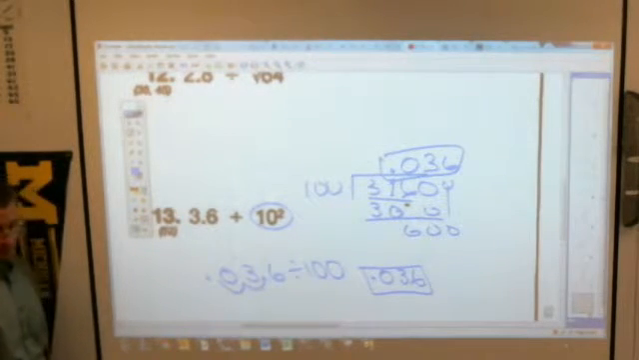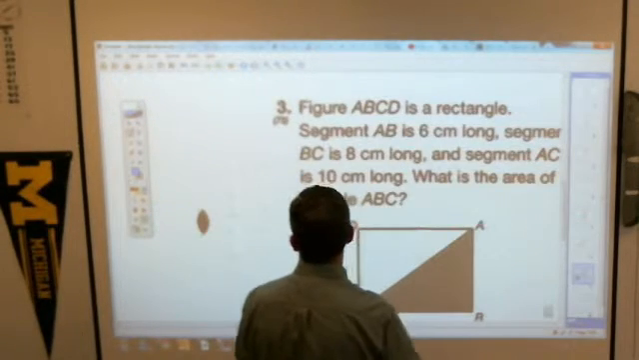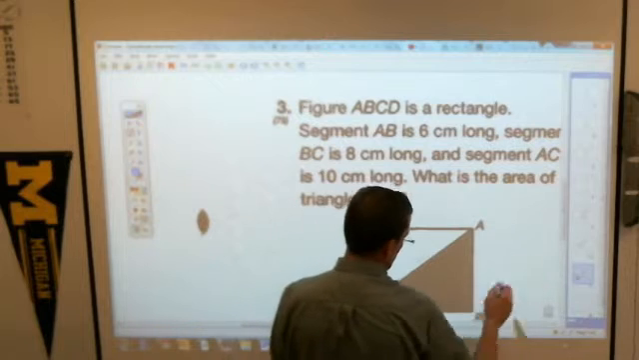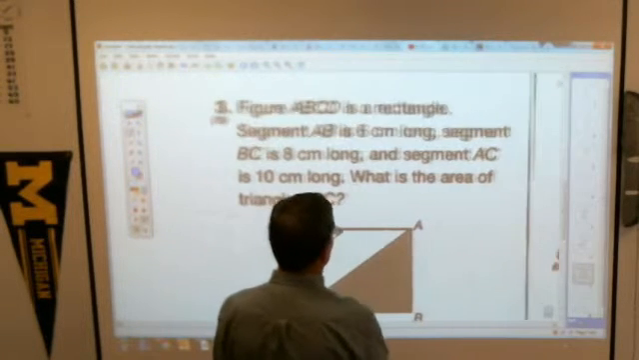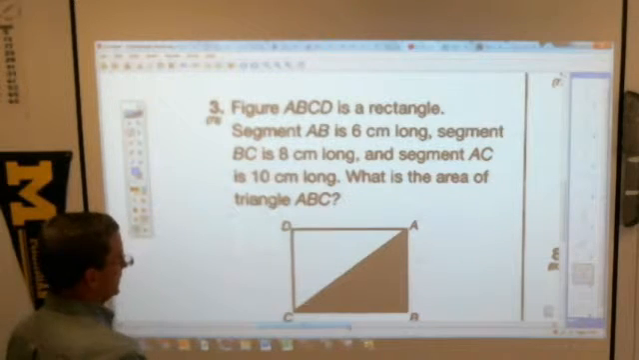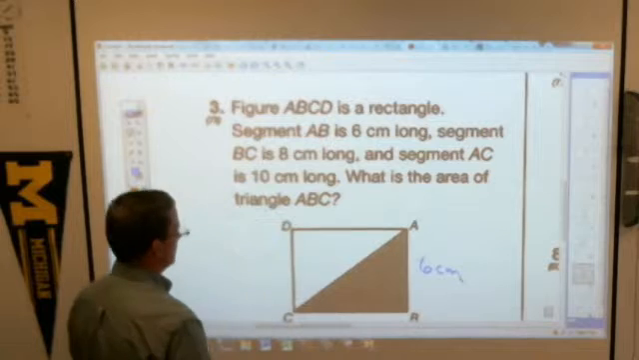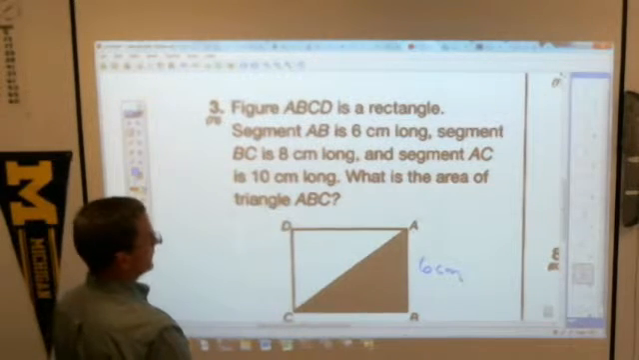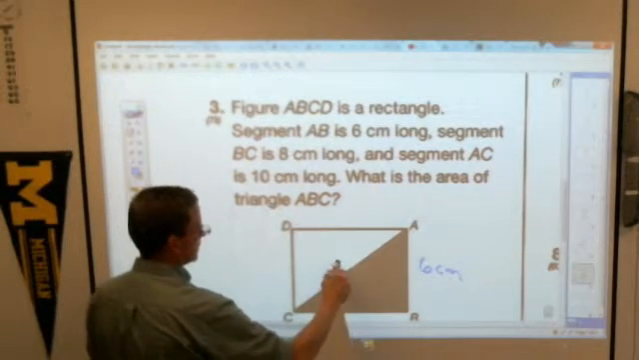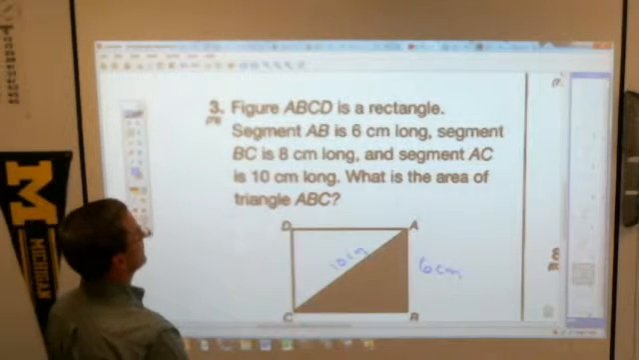Sam. So for number 3, I'm just verifying if this is right. You are verifying. I like verifying. What is your question on number 3? So you would multiply 6 times 8 and then cut it in half. Right? The figure ABC is a rectangle. Segment AB is 6 centimeters long. And AC is 10 centimeters long. What is the measure of the area of triangle ABC? Hold on a second. Of BC.